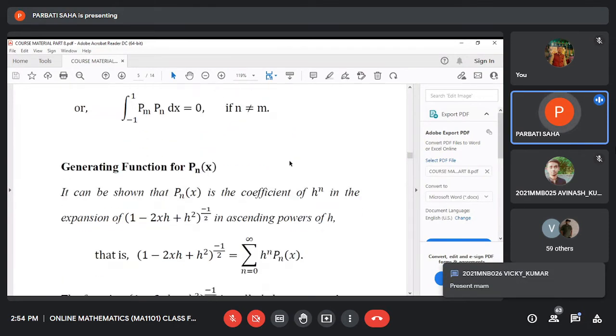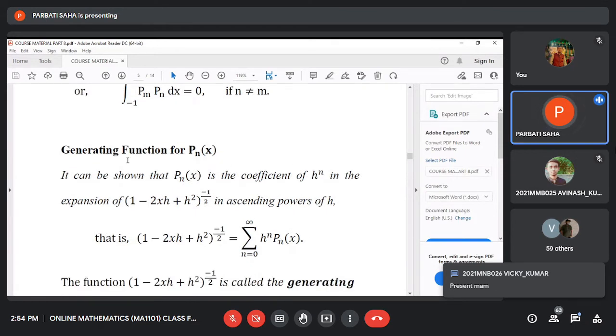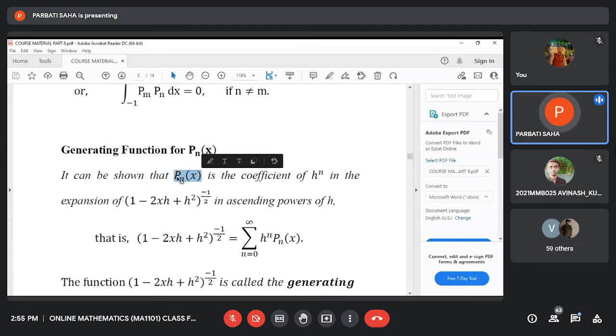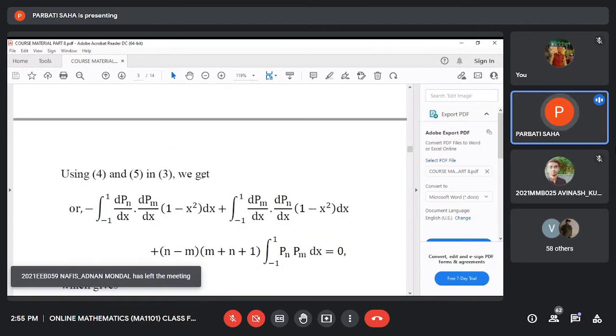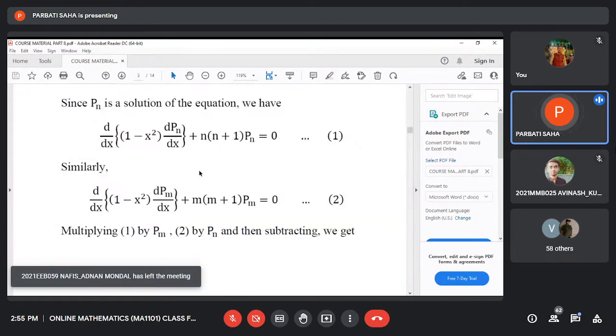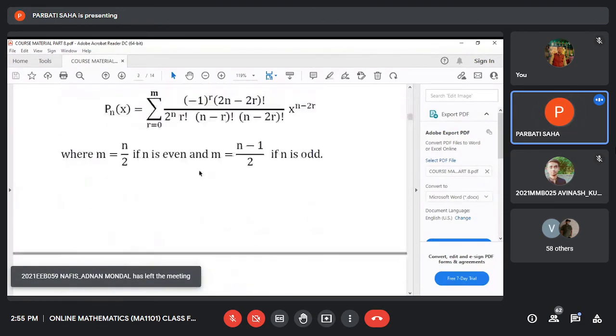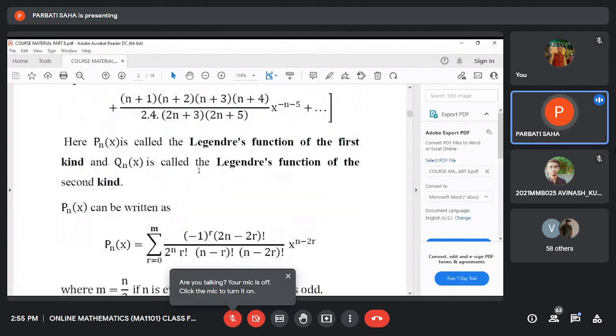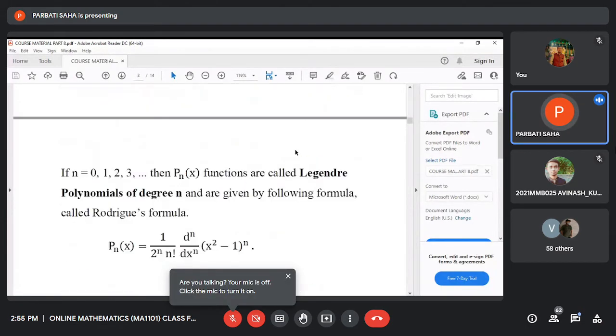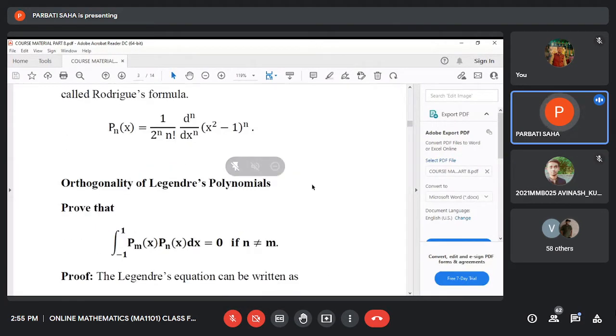Another thing you see is the generating function. What is it? It can be shown that Pn(x), the same Pn(x) symbol as before, which is the Legendre function of the first kind, and if n is 0 or a positive integer, then it is called Legendre's polynomial of degree n.